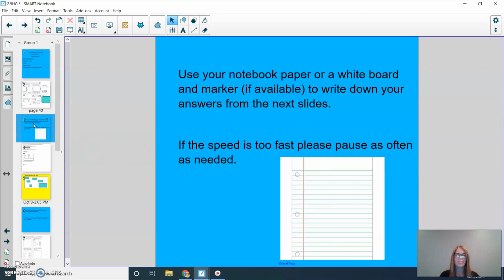Then we'll put our math journal to the side for a little bit, and we'll use either our whiteboard and marker or our notebook and pencil. If the speed is ever too fast, please pause as often as needed.